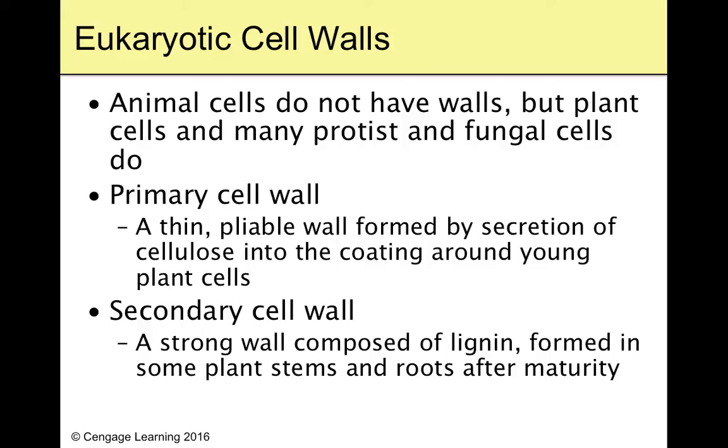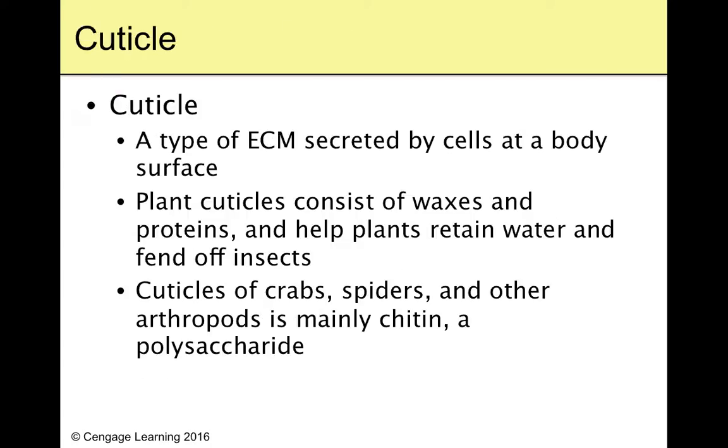So what we think of mostly with plant cells is cellulose, and that's fine, but know that there are lignin and other waxes and some watertight cuticle stuff that's going to be pushed out into those cell walls. So cuticle is a type of extracellular matrix that cells secrete at the surface of their body. Plants do this with waxes and a few proteins, and it will help them retain water, and it will also make it really hard for insects to chew through that leaf.